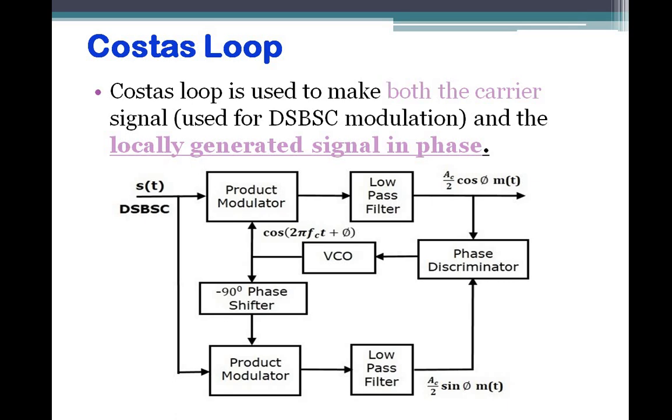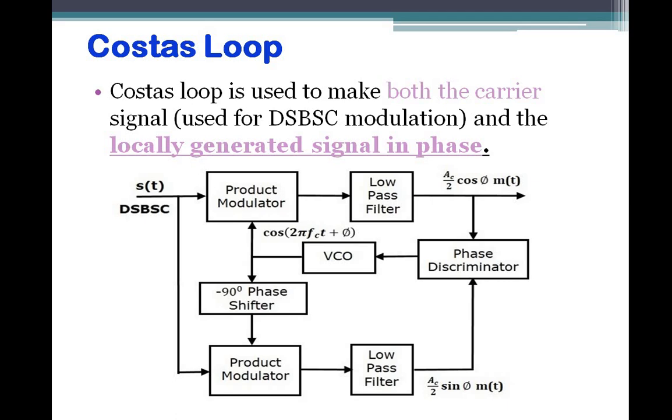So this is very important. What is the block diagram you are having over here? Two product modulators and two low pass filters, and the first input for your product modulators will be the same, that is your DSBSC modulated wave. The second input will be a carrier signal from the voltage controlled oscillator. For the first product modulator you get the carrier signal from the VCO, and for the second product modulator you get the carrier signal with minus 90 degrees of phase shift. Then they both are fed to your low pass filters.